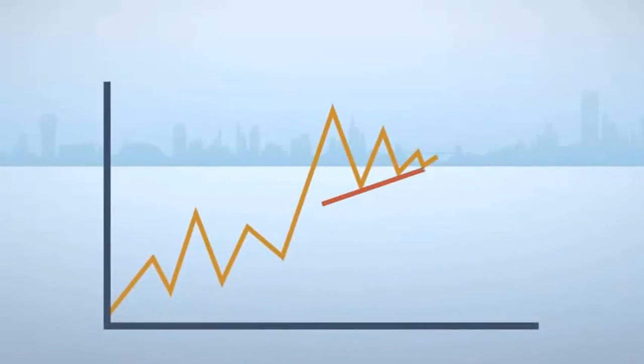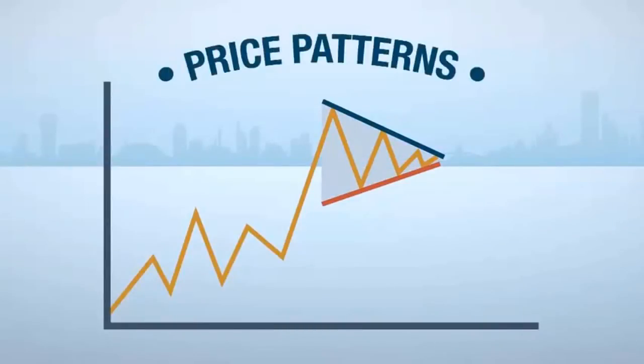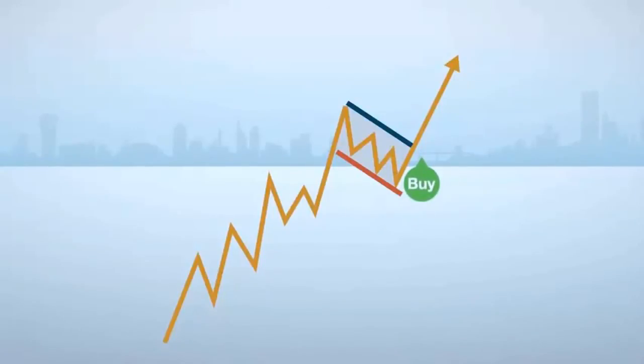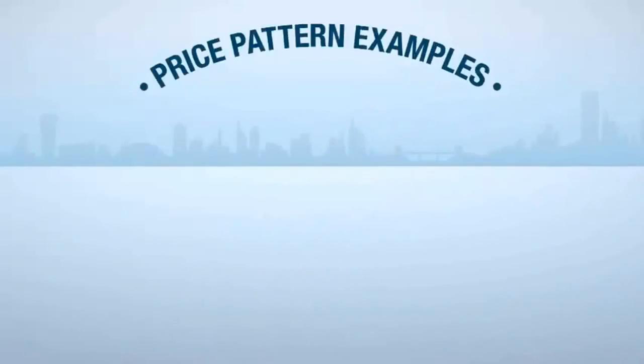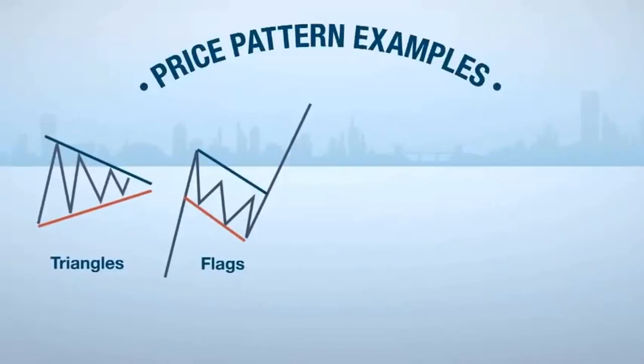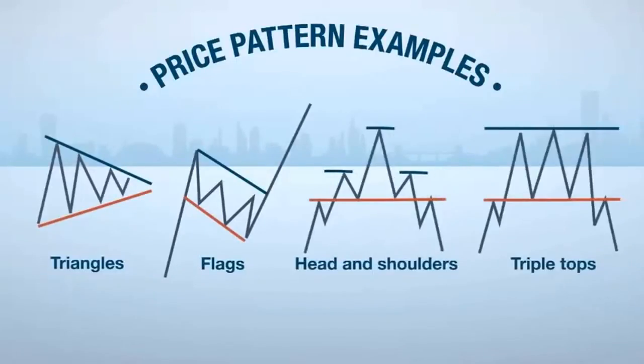After connecting support and resistance levels, a stock's price movement may resemble a certain shape. These shapes are called price patterns and are another technical analysis technique. Price patterns can build on support and resistance, allowing investors to predict more specific movements and point out even more precise entry and exit signals. There are many different price patterns. Some examples include simple shapes like triangles or flags, and more complex patterns like head and shoulders or triple tops.